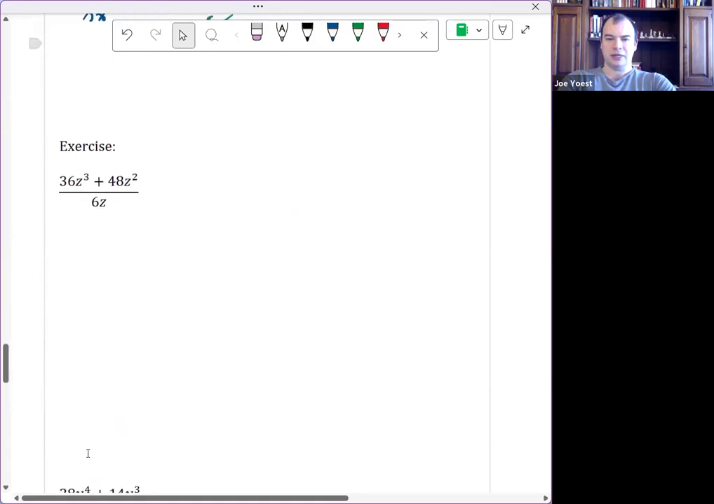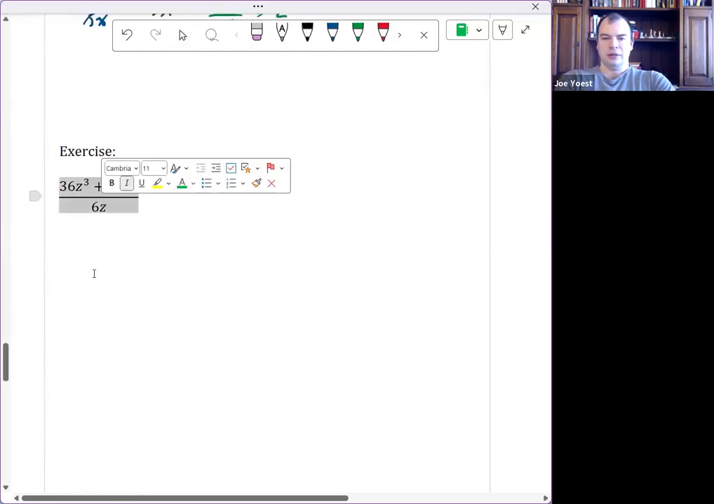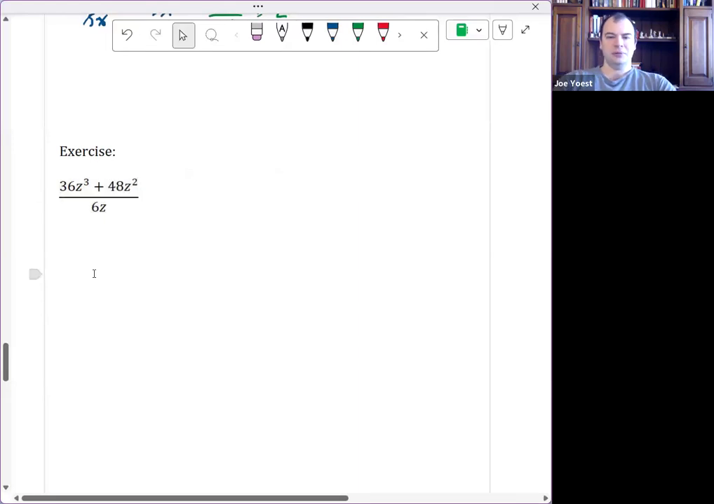Okay, so let's take a look at this exercise. 36z cubed plus 48z squared, all divided by 6z. So take maybe a minute, maybe 90 seconds to work through this one, and then we'll discuss the answer.